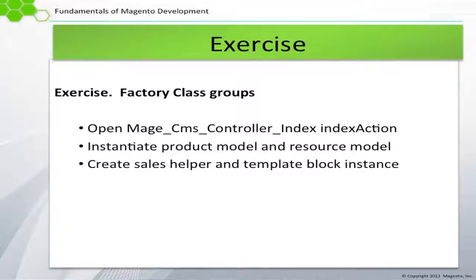All right. So, here we are at the end of lesson 6, and we're going to take a second to instantiate the product model, product resource model, sales helper, and the template block instance. Again, not a very practical example, but something that should help those of you who haven't done this before get familiar with working with these factory methods. And we'll also take a look again at what's going on inside the configuration.